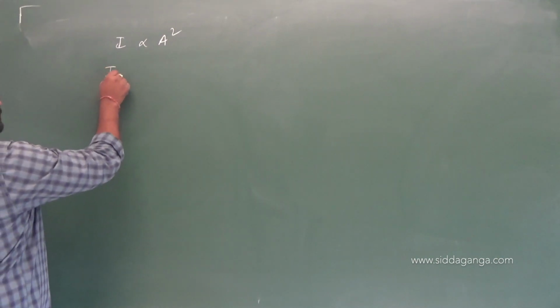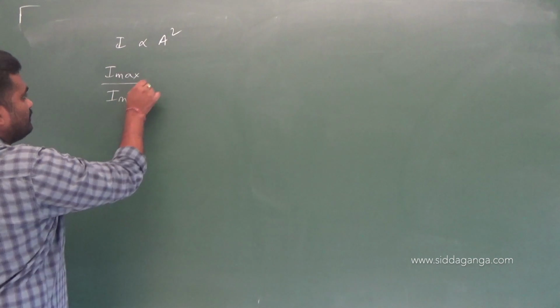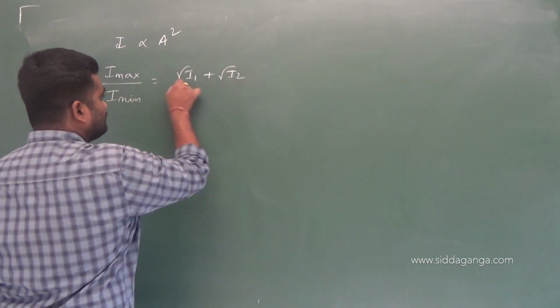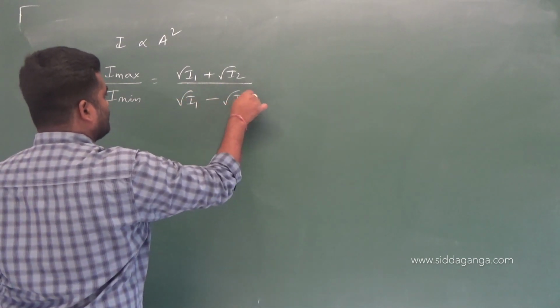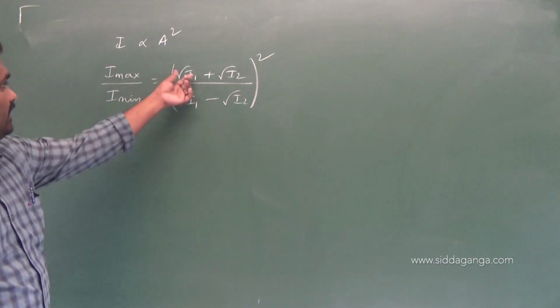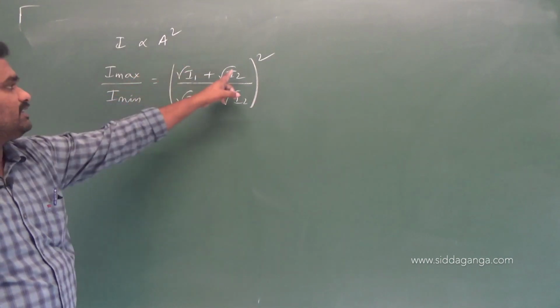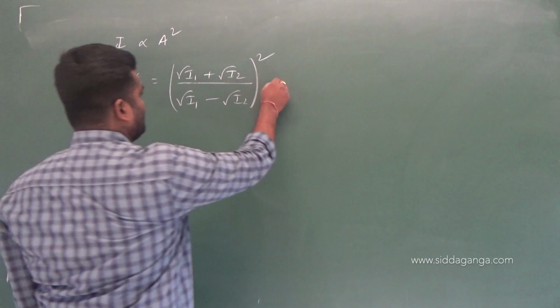So I maximum by I minimum, what you have written, is root I1 plus root I2 divided by root I1 minus root I2, whole square. In place of root I1 I can write A, and in place of root I2, B. In the same way this can be written in terms of amplitudes.